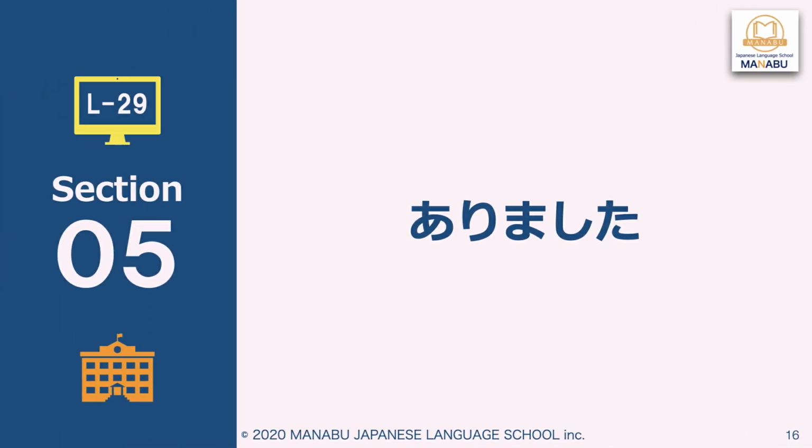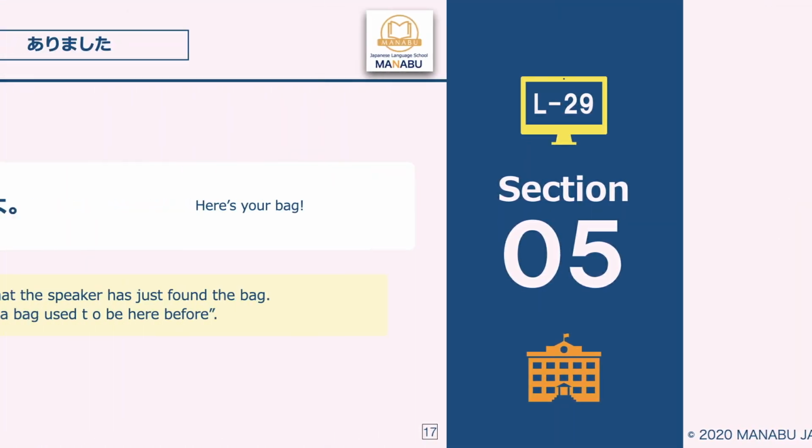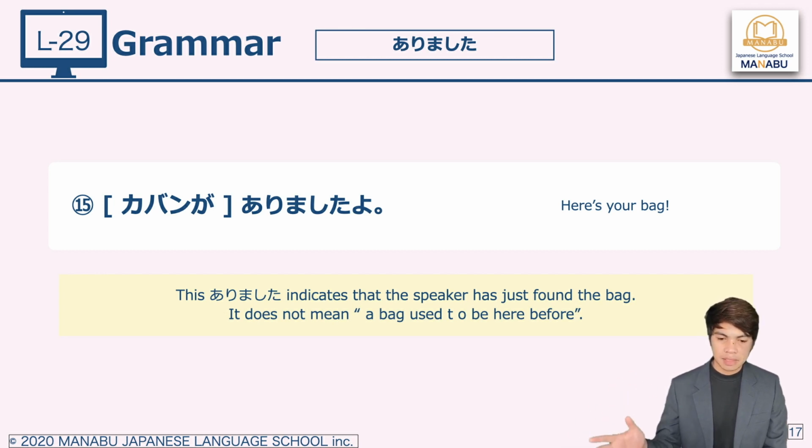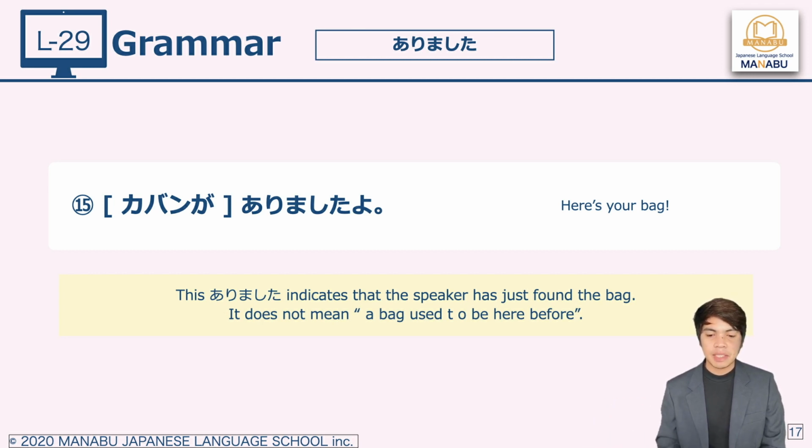Grammar point number 5, arimashita. The verb arimasu means something exists for non-living things. For example, there's a television. Terebi ga arimasu. Arimasu. Now the past form of arimasu is arimashita. Arimashita indicates that the speaker has just found something. It does not mean that that thing used to be there before.